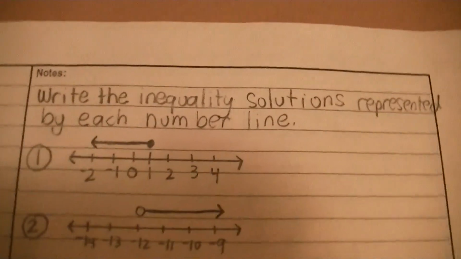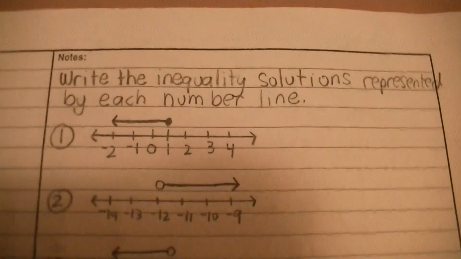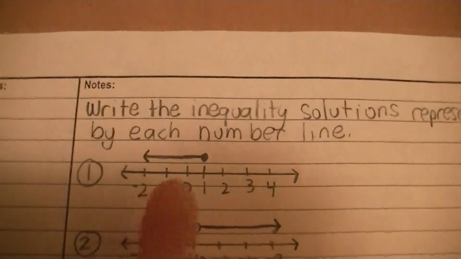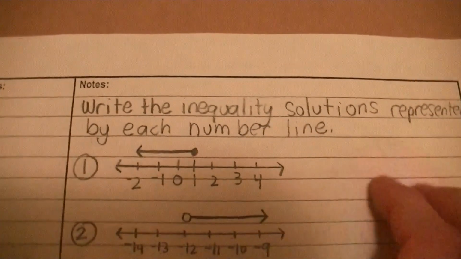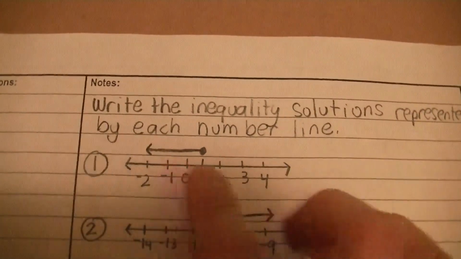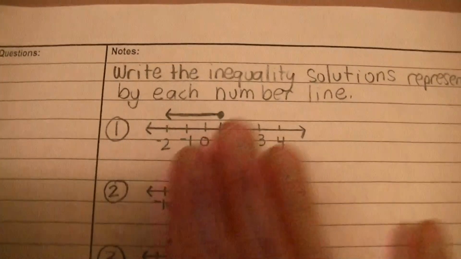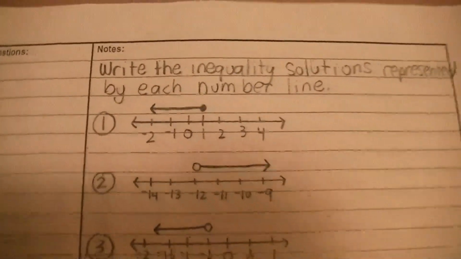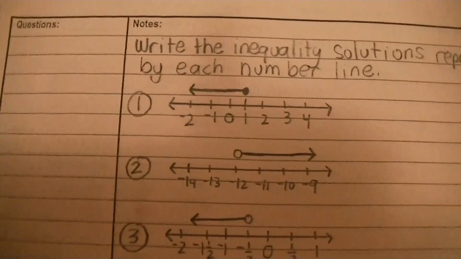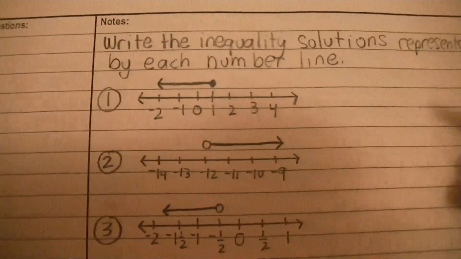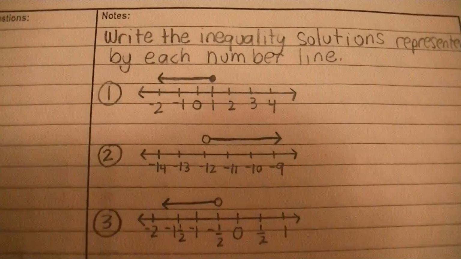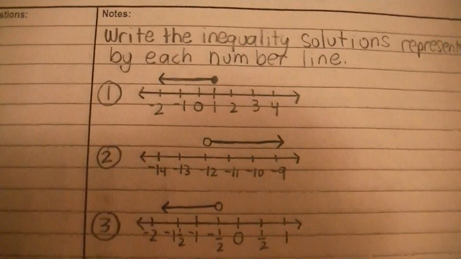Okay, write the inequality solution represented by each number line. So this is kind of like the flip side, obviously, of the front page, where I gave you the inequality in inequality notation, and you had to do the graph. Right here, I'm giving you the graph, and all you have to do is represent it using inequality notation, okay? So I'm going to show you how to do that. Just to be standard, we're going to use the variable x. I don't care what variable you use, just use whatever one you want.